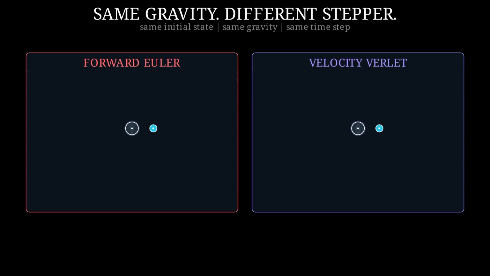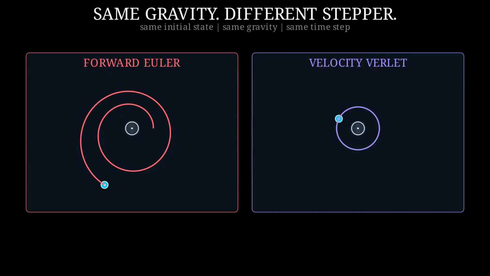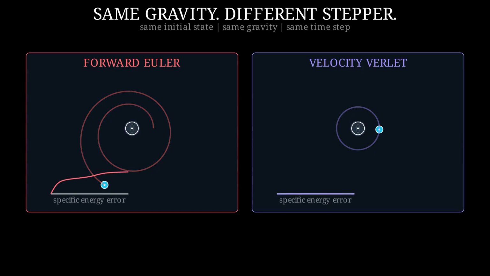Now restore the exact circular initial state and keep the gravity law unchanged. A coarse forward Euler update pushes the computed path into an outward spiral. Using the same time step with a time-centered velocity Verlet update leaves a nearly circular path through this finite comparison. The physical model did not change. The numerical method changed. The energy error traces expose the difference more clearly than the artwork alone.